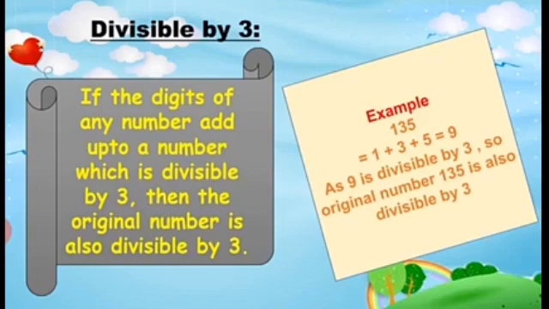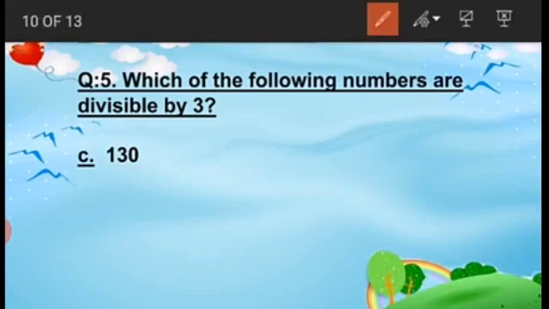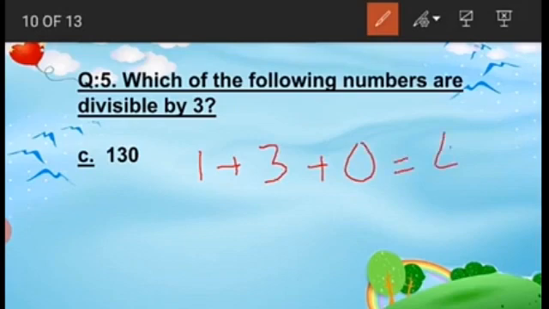Now class, we are going to solve questions, and it's page number 22 and question number 5 complete. Which of the following numbers are divisible by 3? So, following the definition, we have to first add all the digits of the number. 1 plus 3 plus 0. We get 1 plus 3 is 4 and 4 plus 0 is 4.